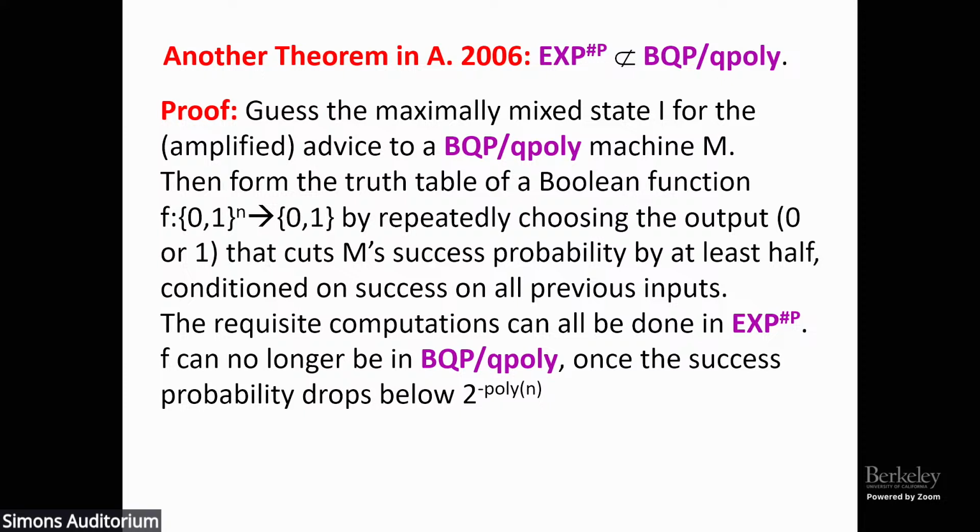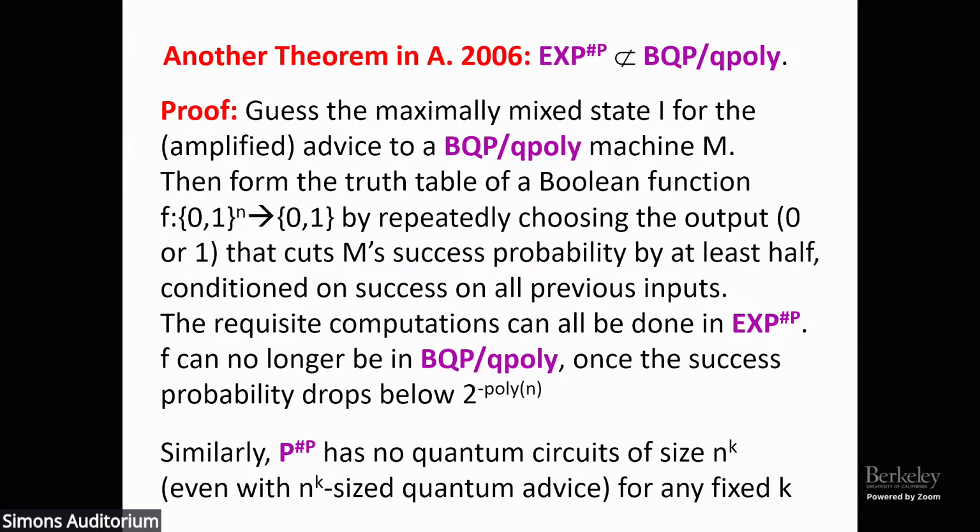So we get a specific Boolean function that's computable in this class, but that's not in that one. Make sense? Okay, and we can also scale that down. Similarly, P to the sharp P has no quantum circuits of size n to the k for any fixed k, even if we also throw in quantum advice of size n to the k. The same argument works, we just scale it down by some exponential.